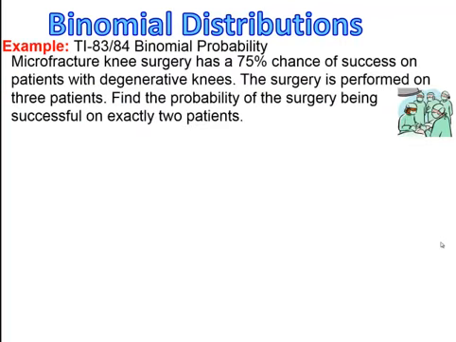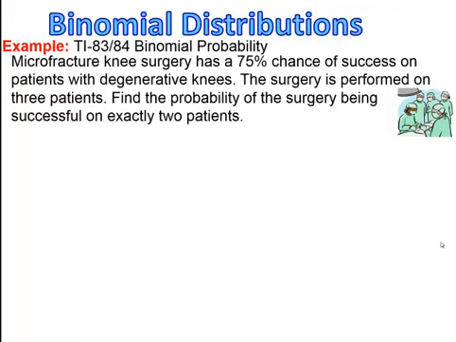Now we will be doing this in the calculator, so we will not be actually doing that formula manually. Our calculator has the ability to find the values for us. So if you have a Texas Instrument 83 or 84, we're going to be using that to find the binomial probability. So we're going to use it for this example.